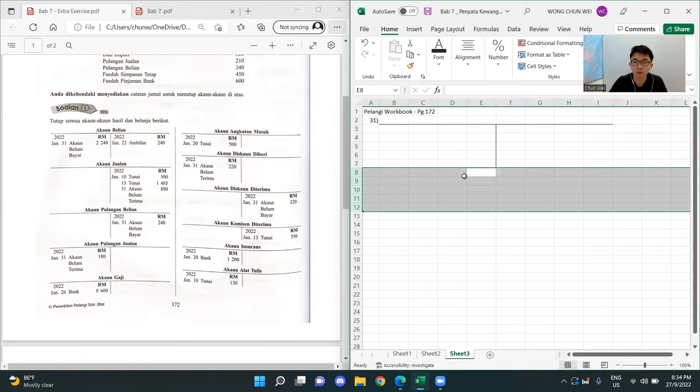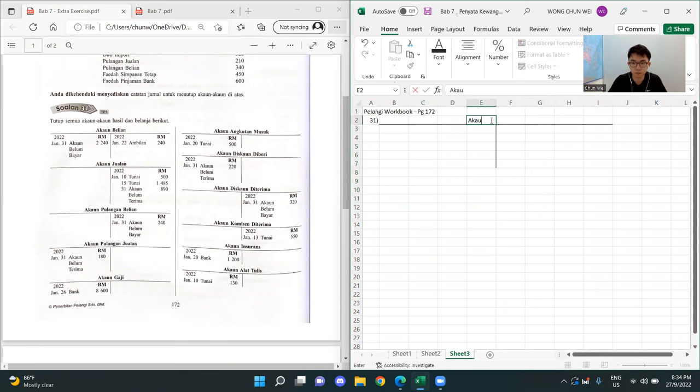RM, this is 2022. Okay, so account balance. So all this you can just copy into your ledger. All right, so January 31, account belum bayar 2240.